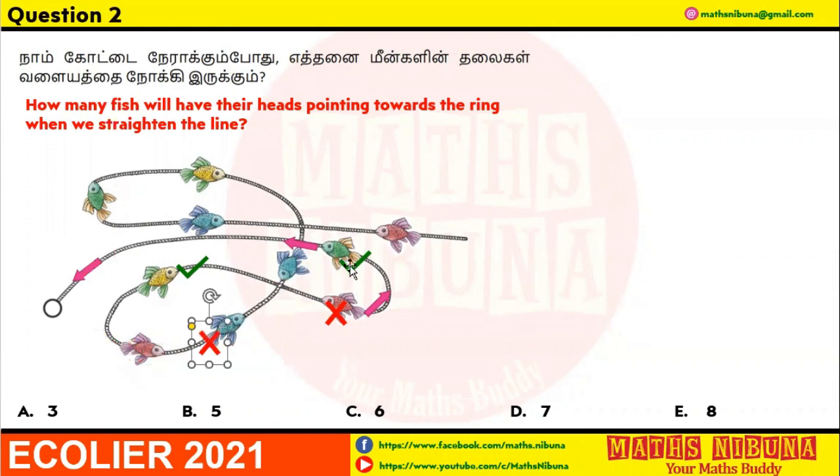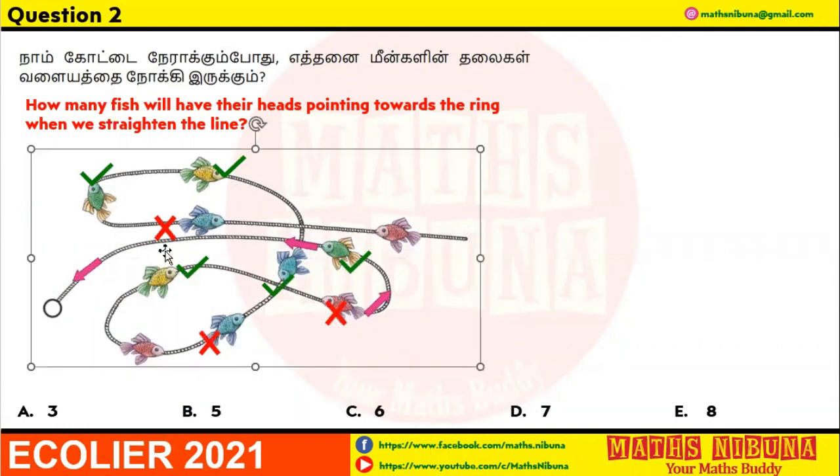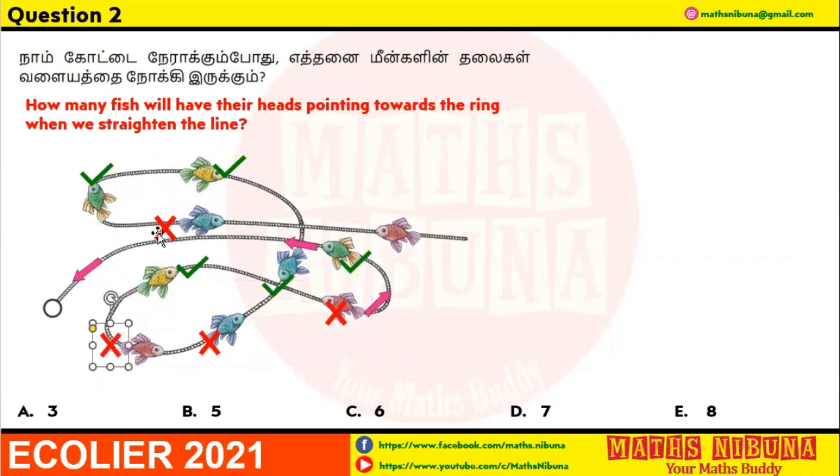Then go some more. Okay, this fish, the head is towards the ring. Go some more, we meet the head. That means this is correct. Then we go some more, this is also correct because we meet the head. And then this one, we see the tail. When we see the tail, we say this is wrong. Then it goes some more, until the last one, we meet the head, it is heading to the ring.